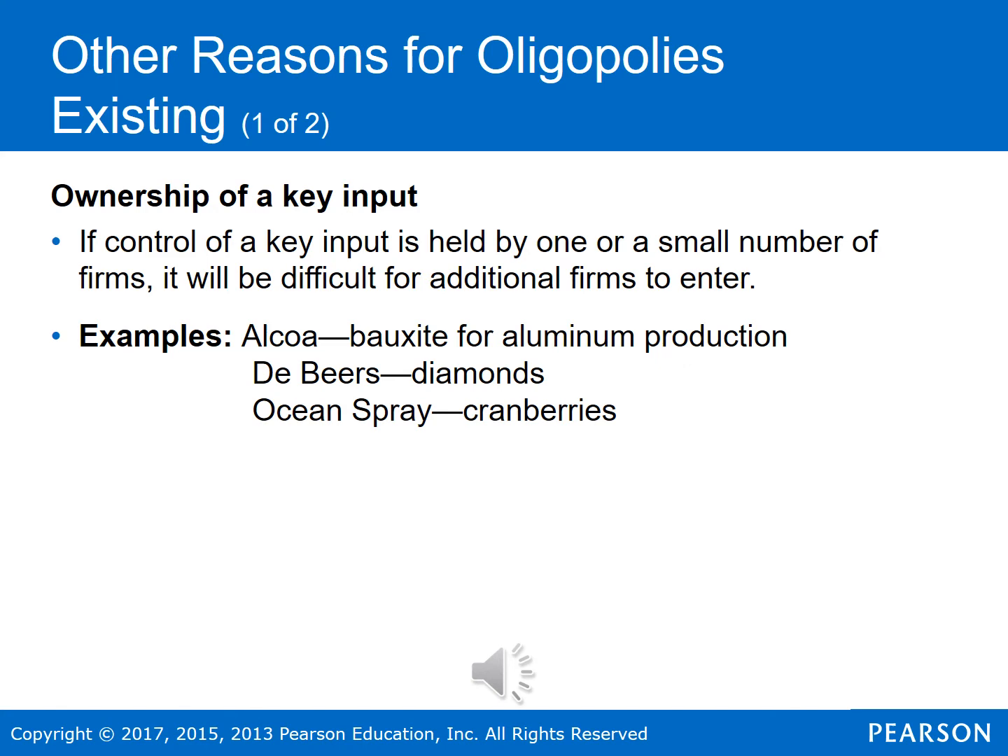Some examples are Alcoa, remember from the monopoly example, the bauxite they used for aluminum production. Even after other firms were able to recycle aluminum and use that for aluminum production, there's still a small number of firms that are able to compete in the aluminum industry. Other examples, De Beers. Again, once they lost their dominant monopoly, they were still only competing against a small number of firms, so there's still a high level of market concentration. And finally is Ocean Spray. For cranberries, even today, 65% of the cranberry crop is controlled by Ocean Spray. So they have a large control over the key input into whatever cranberry products.